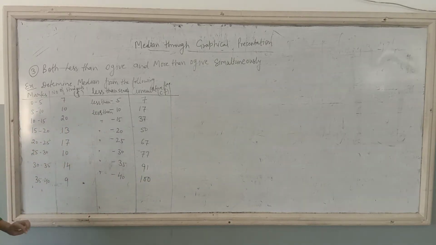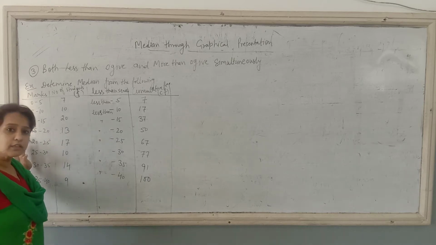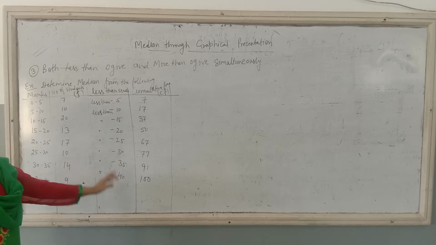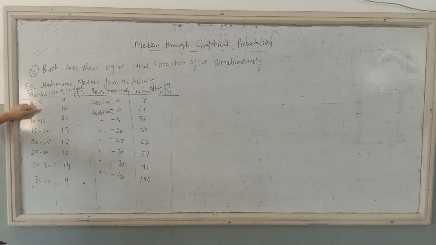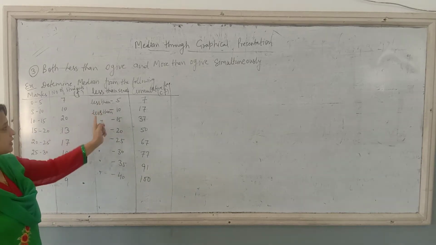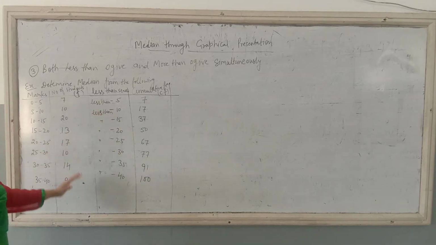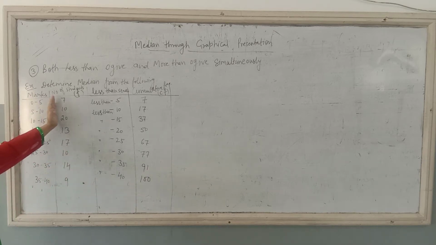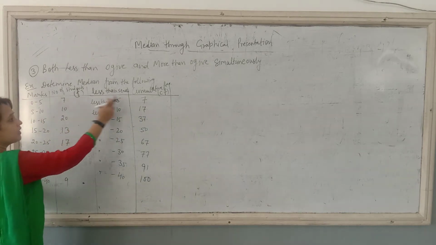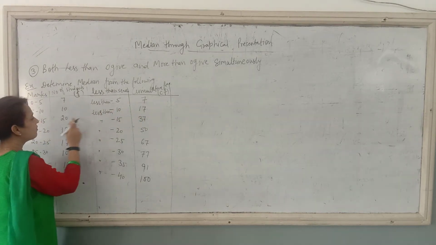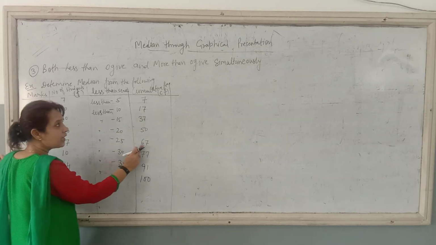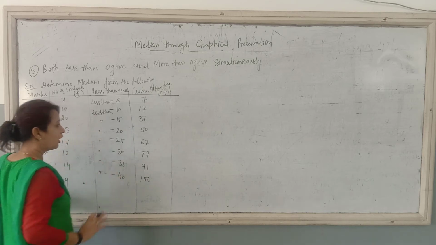Clear? What we have done: first of all, we converted the exclusive series, this normal series, into less than series. Take L2 as it is. Now write less than 5, less than 10, less than 15, in that way. Next step, you have to convert f into CF. Take 7 as it is, 7 plus 10, 17, 17 plus 20, 37, 37 plus 13, 50, 50 plus 17, 67, in that manner. Clear?